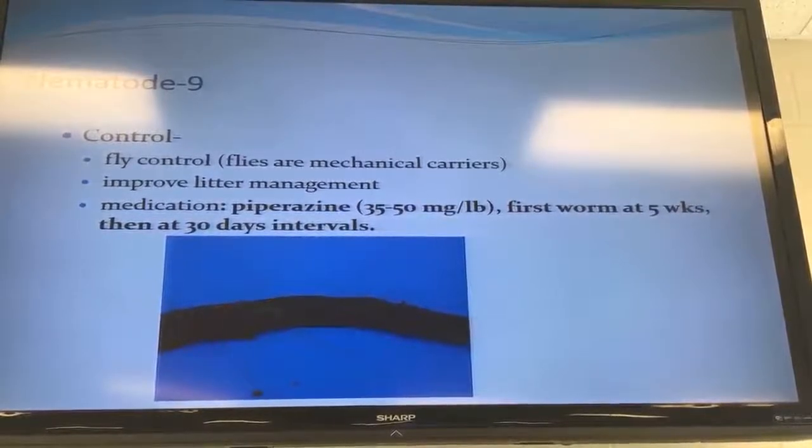With all of these, you want good litter management to prevent them. You want to break the life cycle if you can, and that means removing the litter frequently, or if you have wire mesh floors, all that will help cut down on the incidence of these nematode parasites.